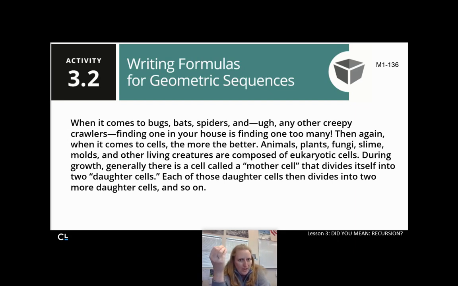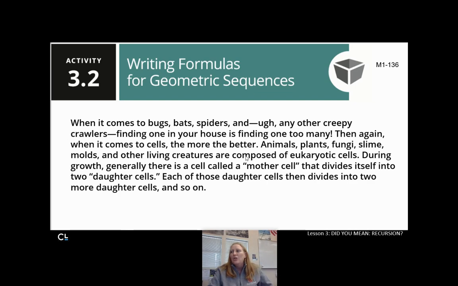During growth, there is generally a cell that they call the mother cell. And then the mother cell divides itself into two daughter cells. So you start off with one, but of course it splits in two because that's what cells do. And then each of those two daughter cells then divide into two more cells and so on and so on and so on.